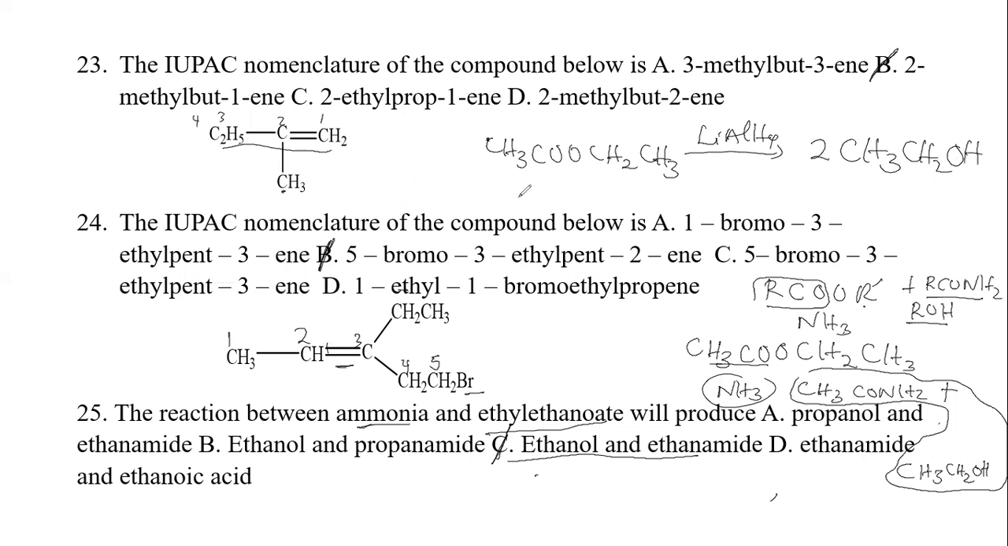It's going to produce 2 moles of ethanol, because when ethyl ethanoate or alkanoates react with this strong reducing agent, it's going to form only primary alkanol. So if ethyl ethanoate reacts with this strong reducing agent, it is going to give us ethanol.